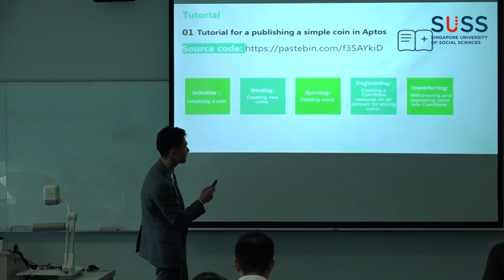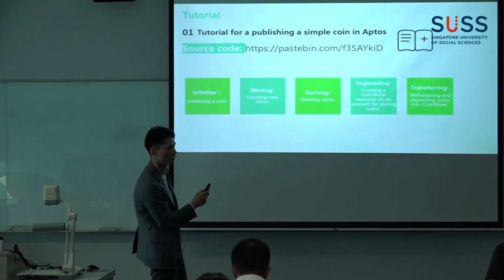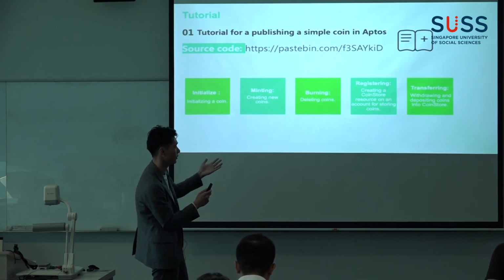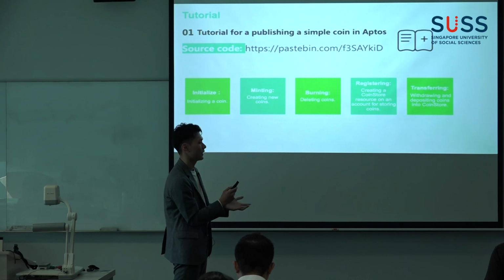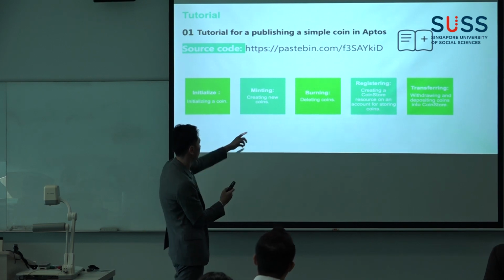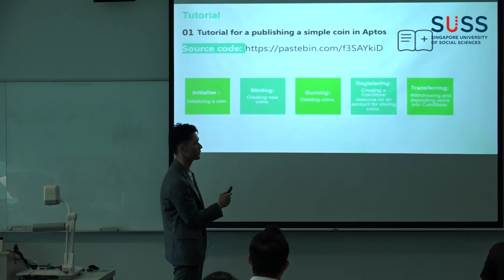But in Aptos, the receiver has to register first before they can receive this new custom coin. So in order for the address to store this resource, it has to register first. And the other 4 functions are the same as in Solidity contracts.